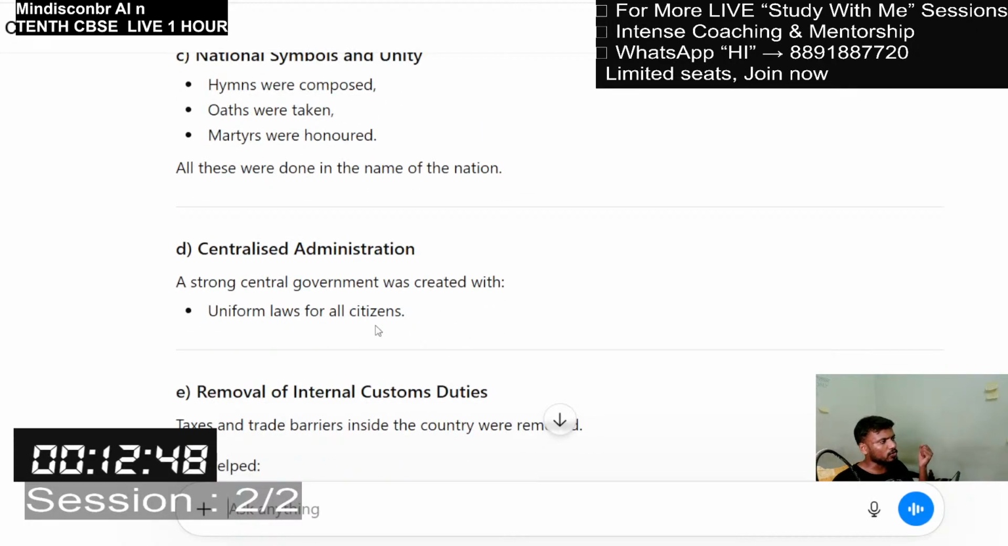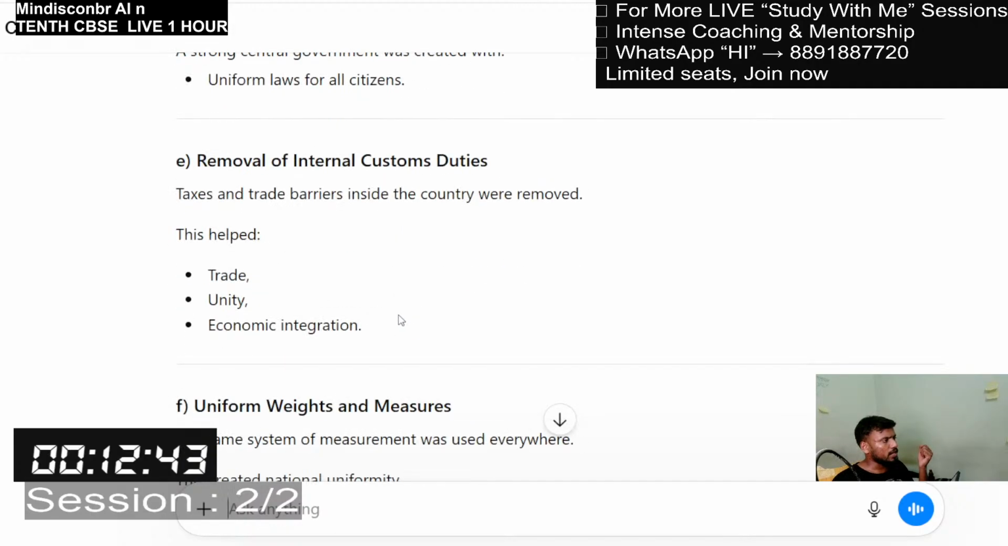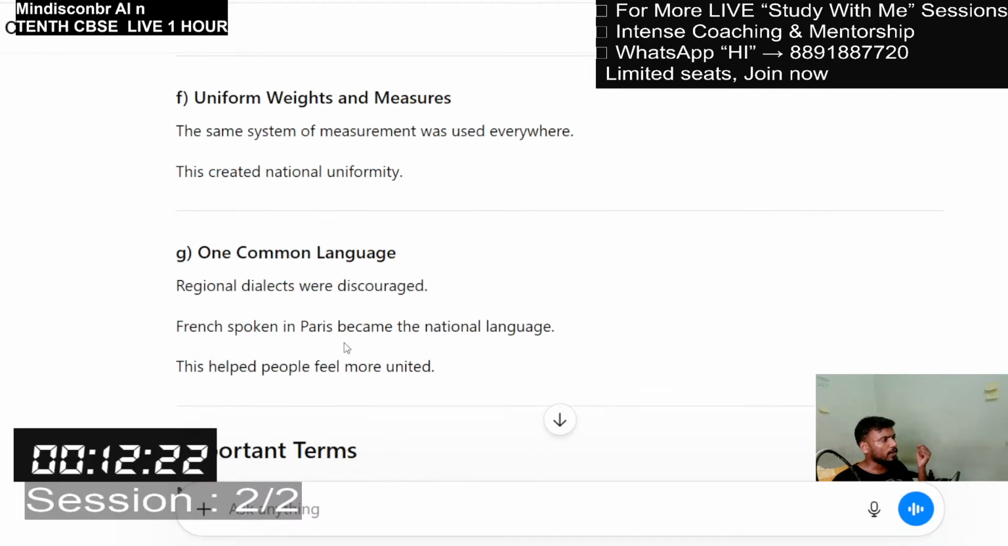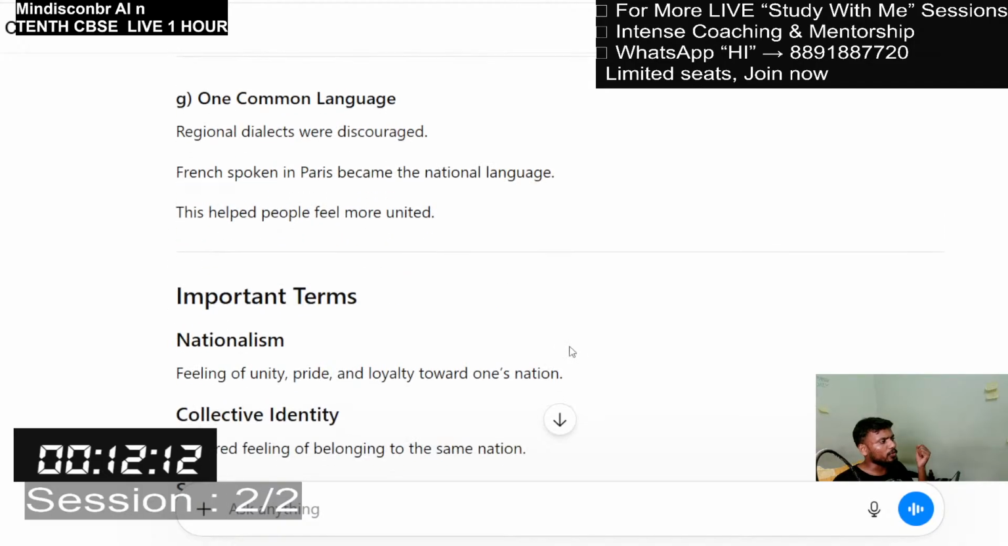Centralized administration. A strong central government was created with uniform laws for all citizens. Removal of internal customs duties. Tax and trade barriers inside the country were removed. This helped trade, unity, and economic integration. Uniform weights and measures. The same system of measurement was used everywhere. This created national uniformity. One common language. Regional dialects were discouraged. French spoken in Paris became the national language. This helped people feel more united.